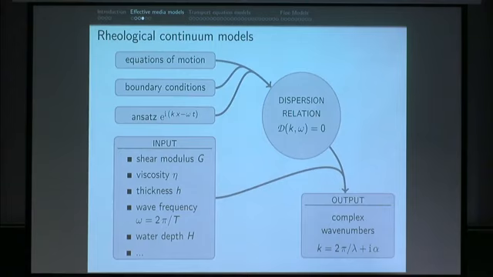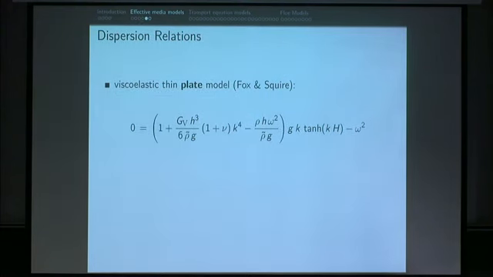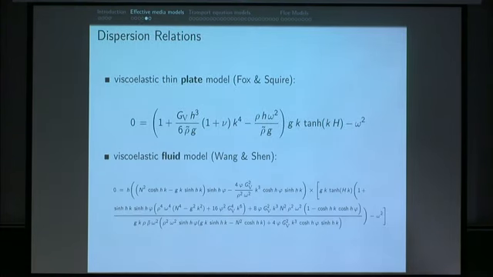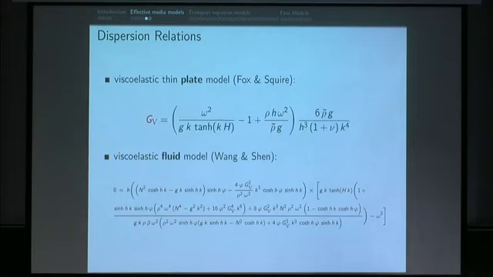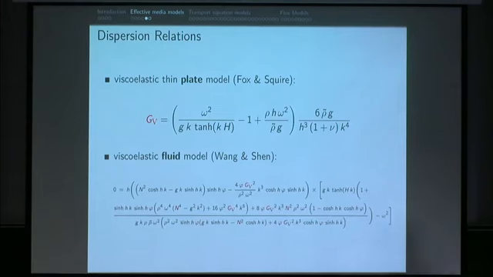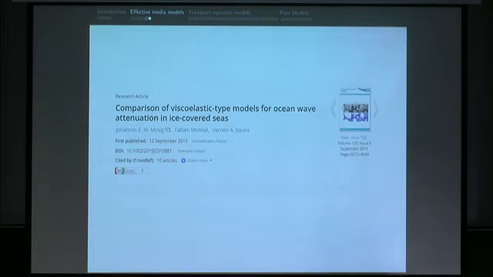So both models work in the same way, and they predict similar things. I just want to compare the dispersion relations for a moment. So this is the thin plate, and this is the viscoelastic fluid dispersion relation. And one advantage of the thin plate model is that the inverse problem is simply solved, whereas for the viscoelastic fluid model, it's not so easy to do. So if you want to read more about this, check out our article. I want to skip to the next topic.